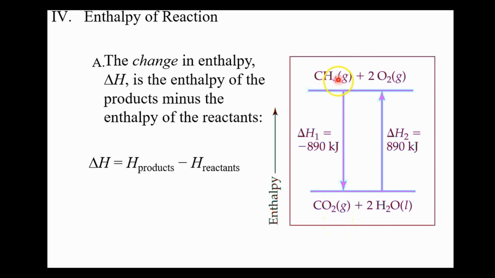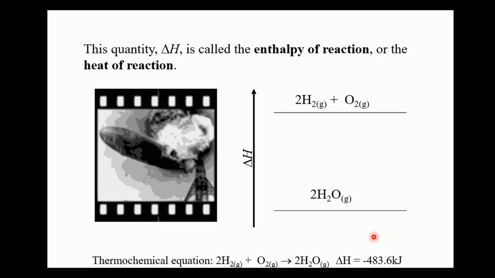Now what I like about this is this arrow is going from reactants to products. Well, we'll learn that we can write a thermochemical equation in the reverse order, and it just changes the sign, not the magnitude. We'd like to figure out what to do with carbon dioxide. And if we have this much energy, we could take carbon dioxide and water and change it back into methane. But it would take this much energy. So this quantity, delta H, is called the enthalpy of reaction, or heat of reaction.